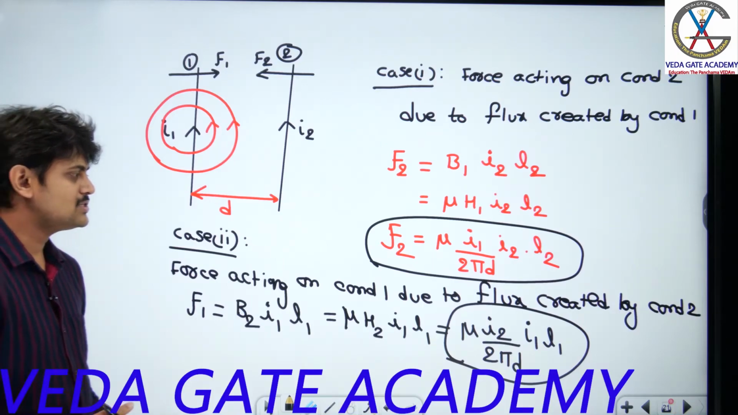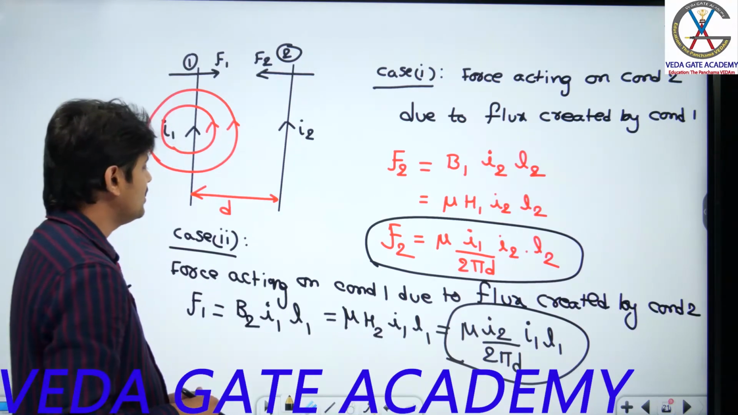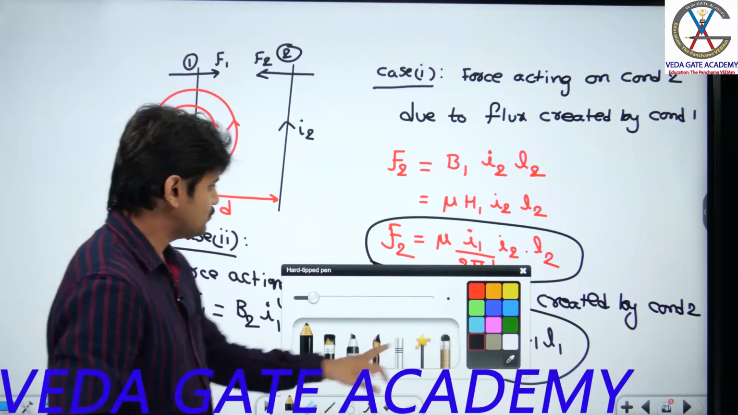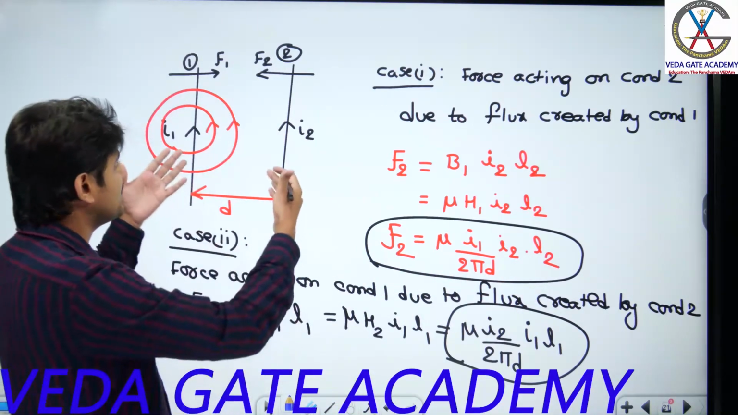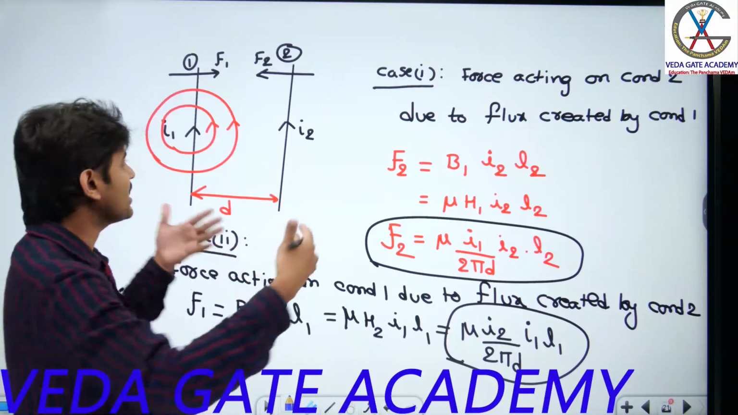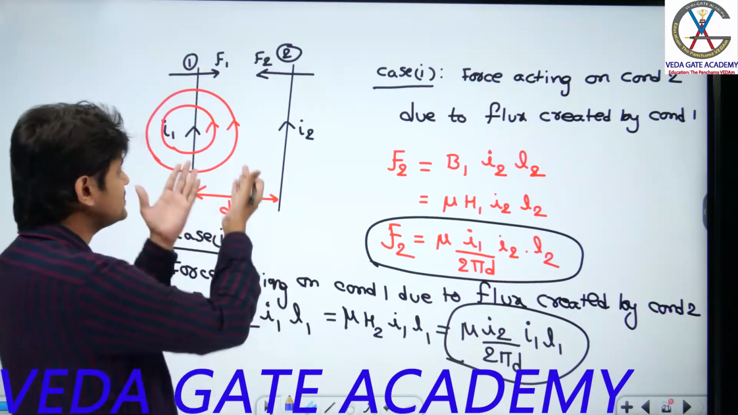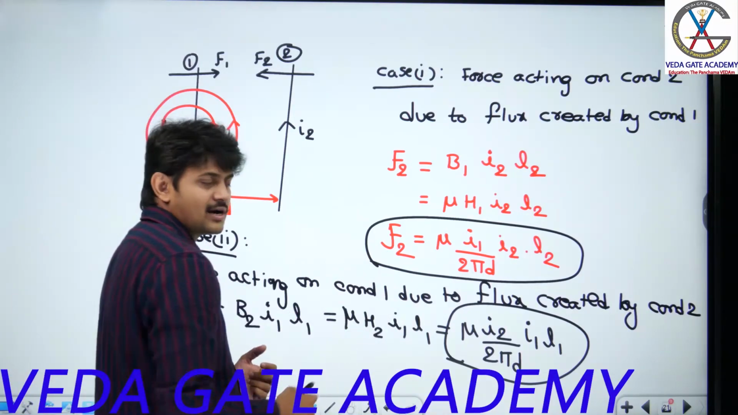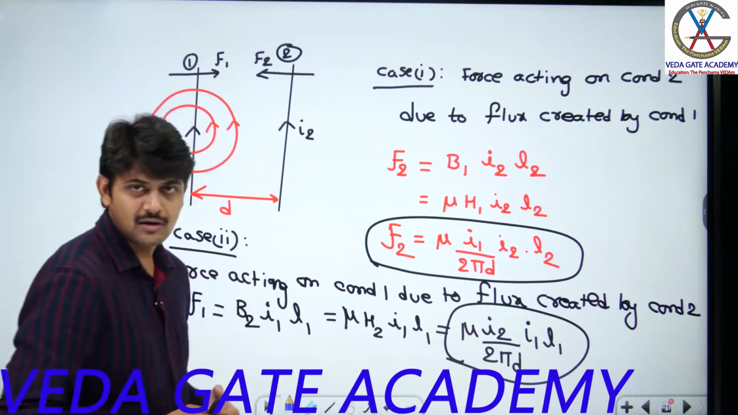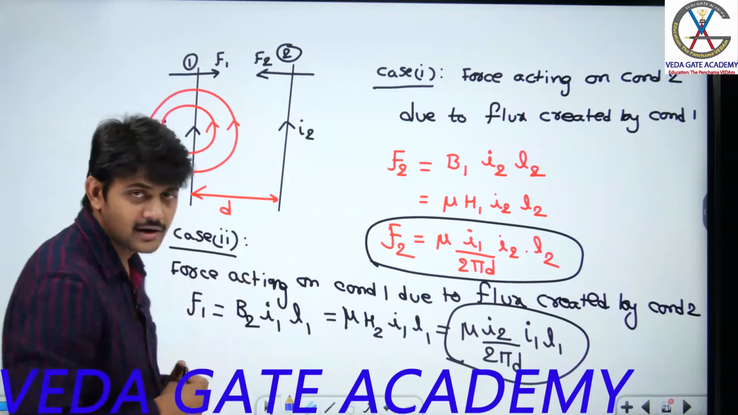So from these formulas we can get some observations. If you observe from these two formulas, the force acting on the conductors, whether it is a repulsive force or an attractive force, here I am considering attractive forces. So the force experienced by the conductors is inversely proportional to d. What is d here? The distance between these two conductors.